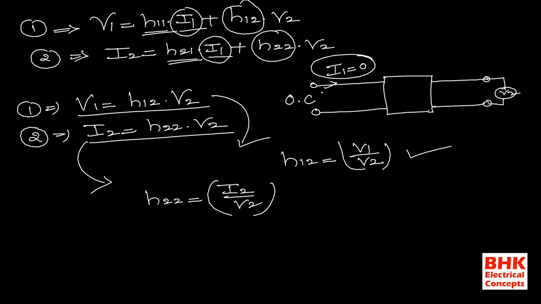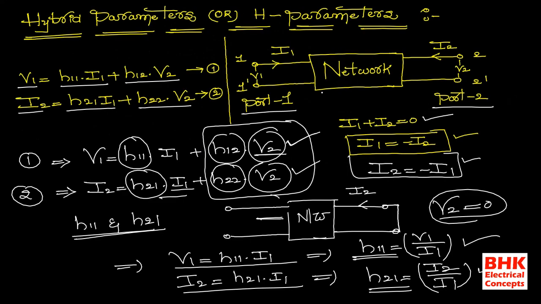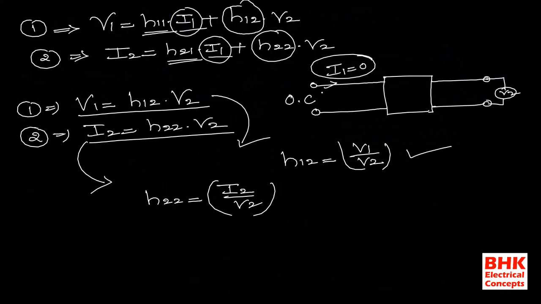Okay, so to get the hybrid parameters from any network, in case number 1, open circuit port number 1, then I1 is equal to 0. Substitute I1 equal to 0 in the standard expressions, and you will get two parameters. And in case number 2, short circuit port number 2, then in case of short circuit, the voltage is 0, so by short circuiting port 2, the value of V2 will become 0. Then substitute V2 equal to 0 in the standard expressions, and you will get the other two parameters. This is the procedure we need to follow whenever we go for the calculation of hybrid parameters from a two-port network.